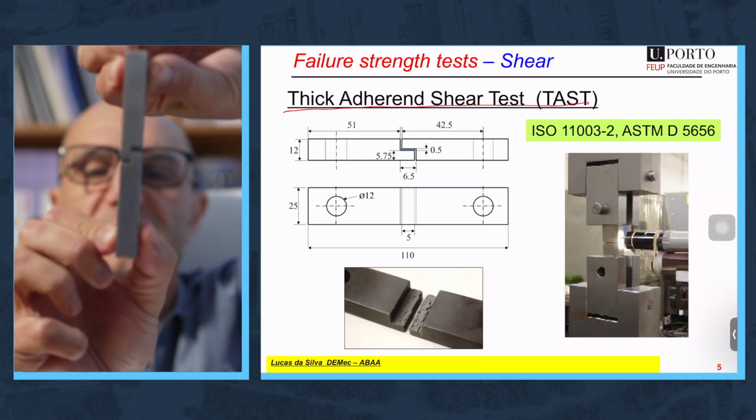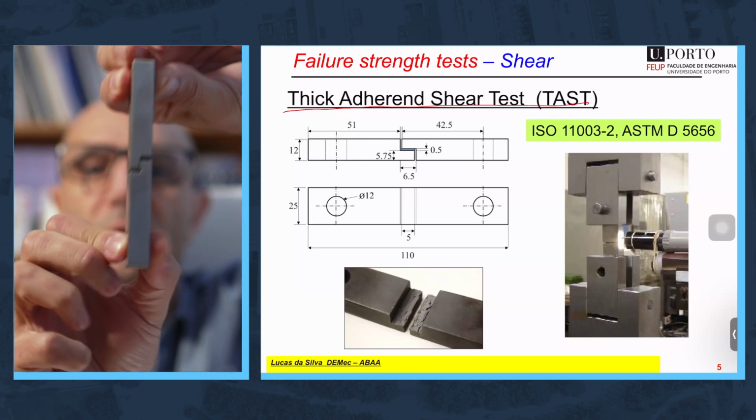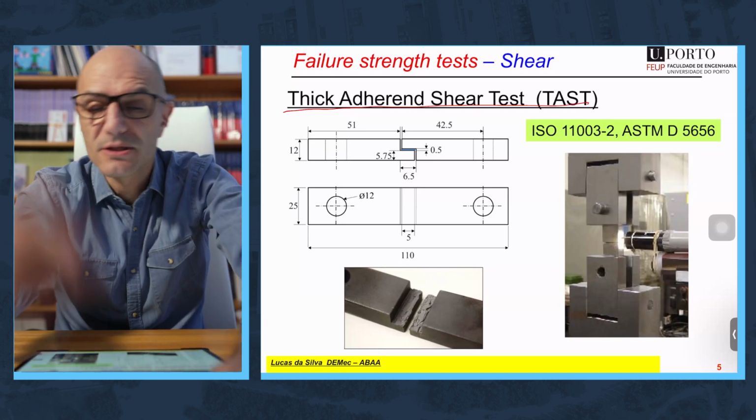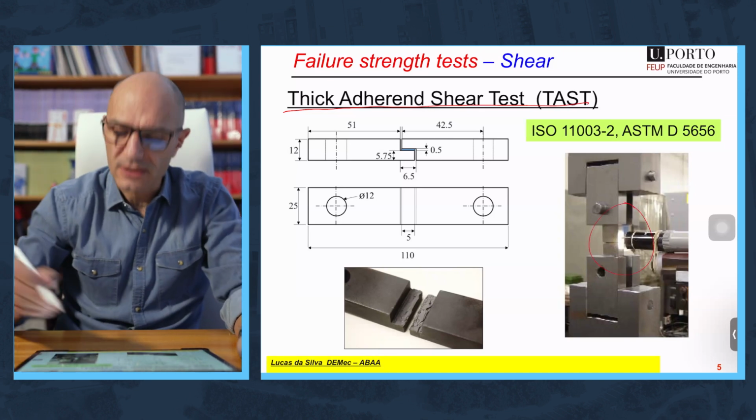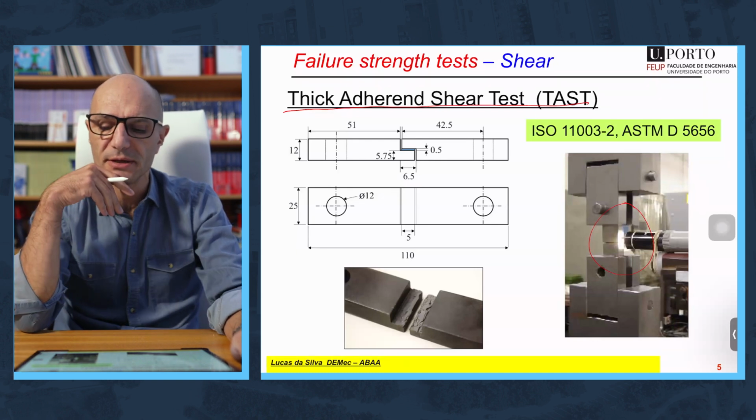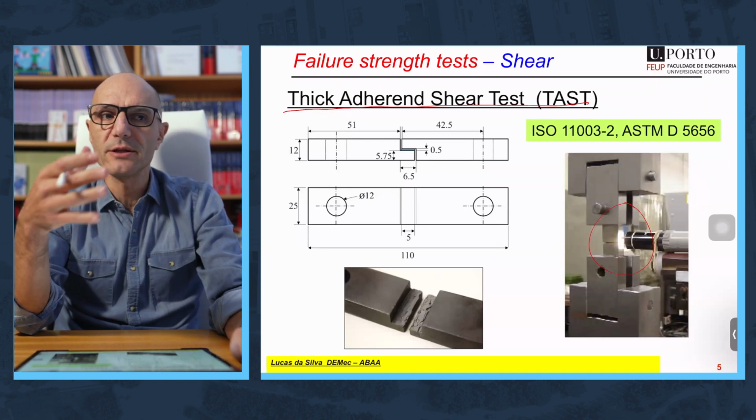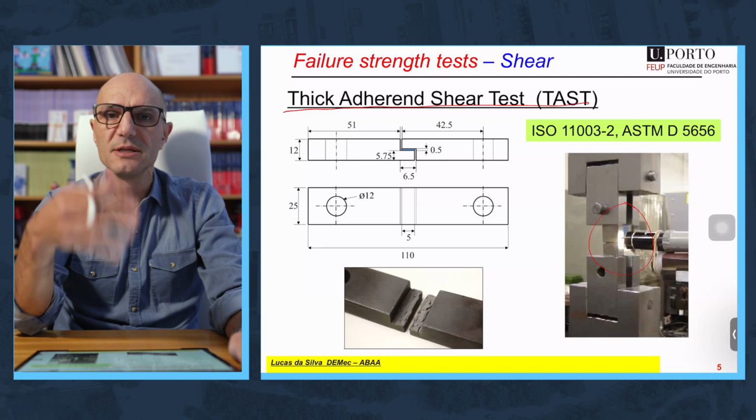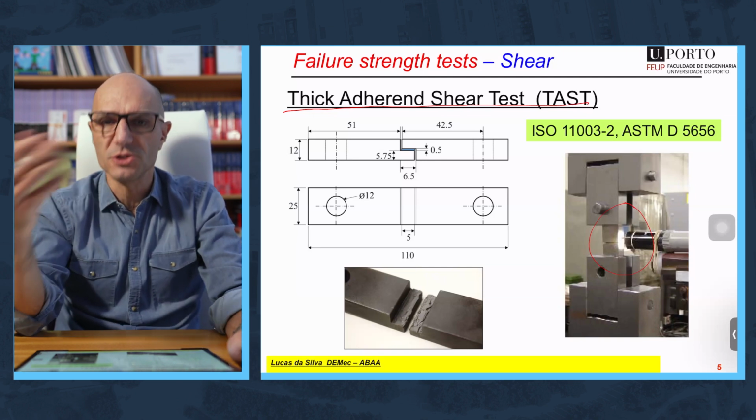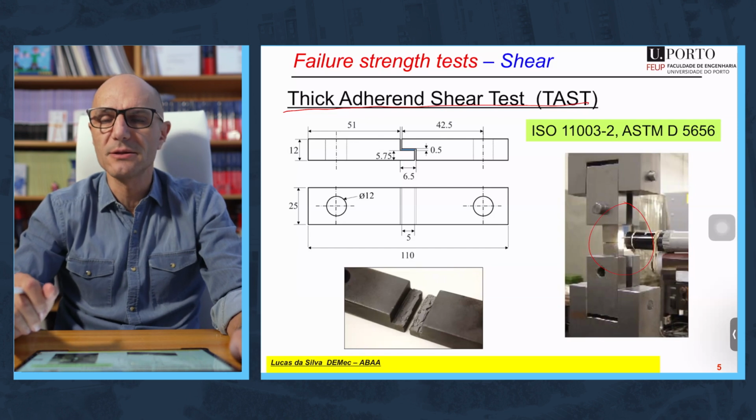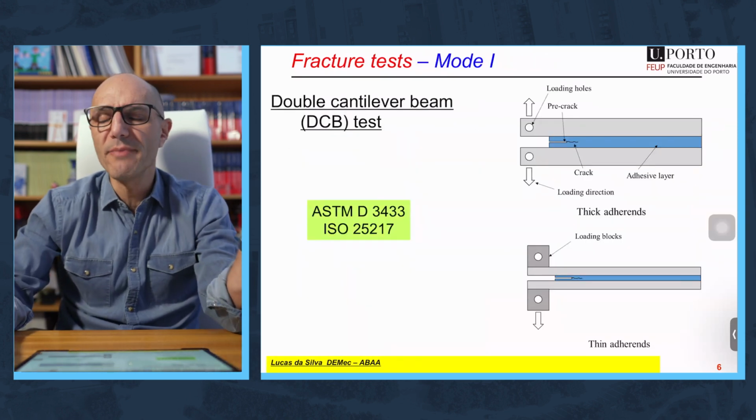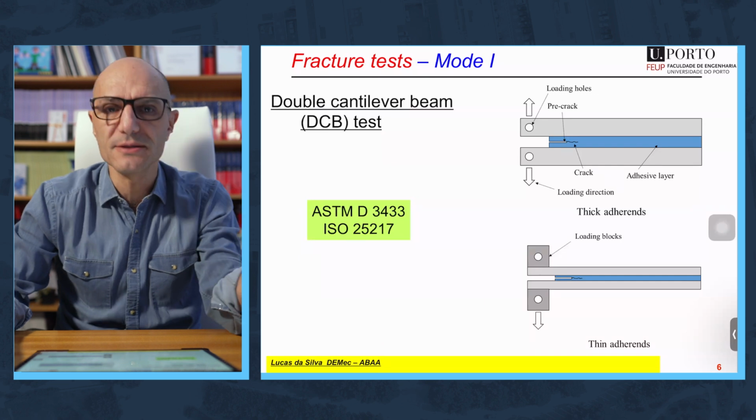So we load this like that, we measure the load, we measure the displacement in the adhesive, which is shear, which is not easy. There are special non-contacting devices to measure the displacement in the adhesive, and then you can generate the shear stress-shear strain curve of the adhesive, and get the shear modulus, shear strength and shear strain, like in the tensile mode, but this time for shear. So those are the two main tests in terms of strength tests.